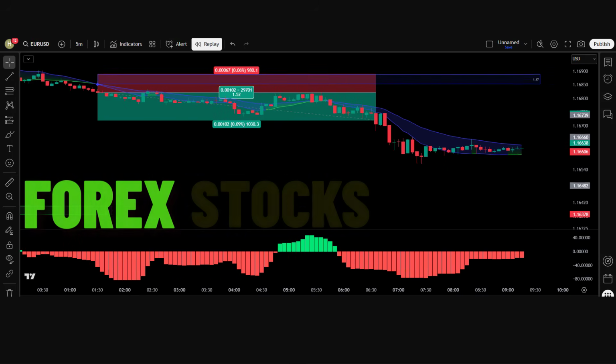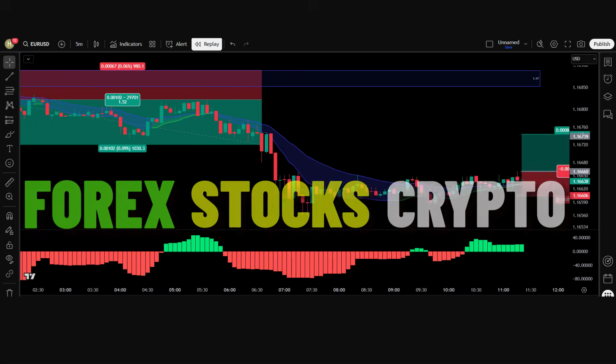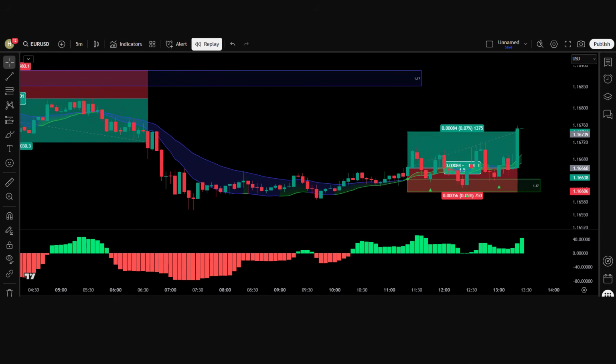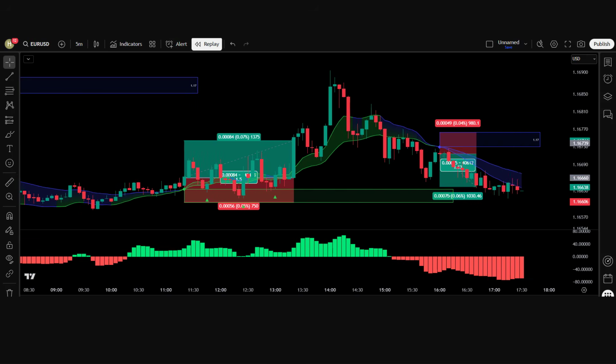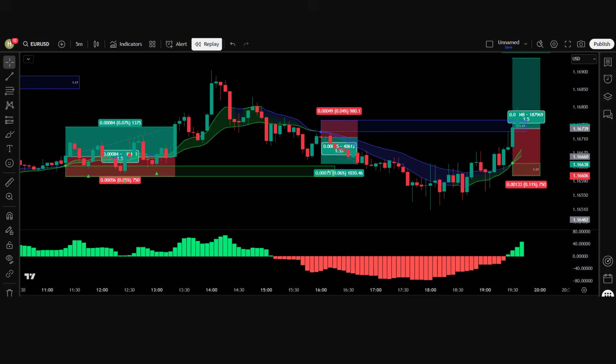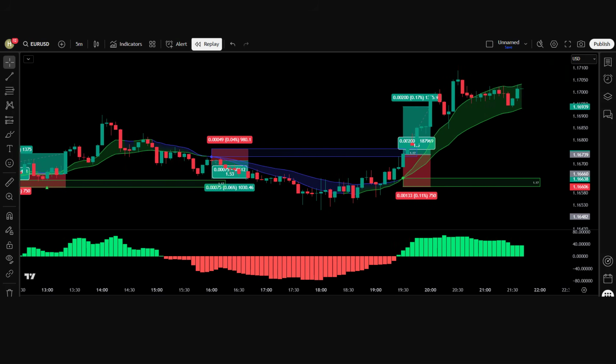Whether you trade Forex, stocks, or crypto, the Zero Lag MA Trend Levels Indicator gives you a clear visual guide to market direction and helps reduce false signals. If you want to trade smarter and stay ahead of market moves, this tool is definitely worth exploring.